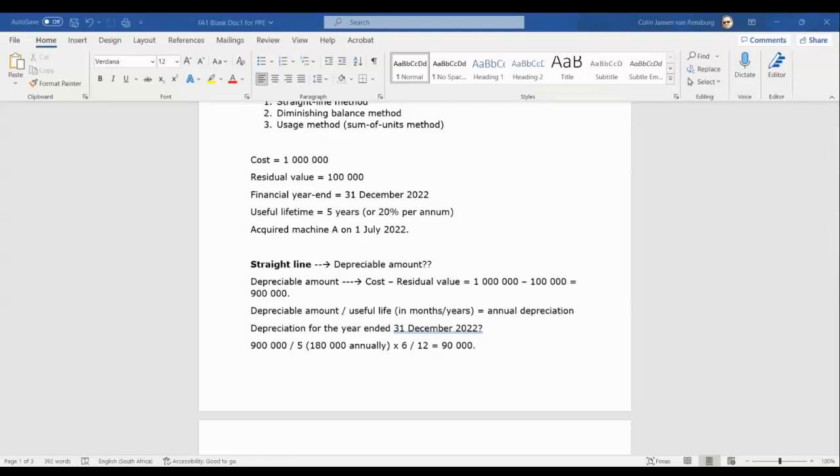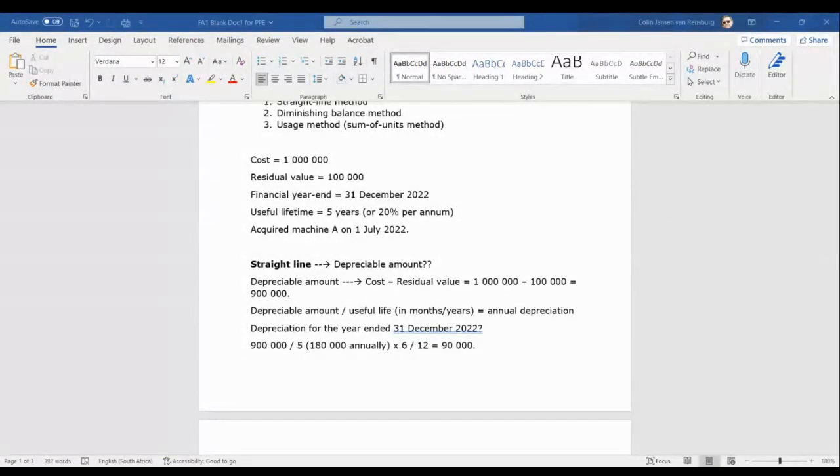Same principle, ladies and gentlemen. You take 100 and you divide it by the number of years, which in this case is 3. What do you get? 33 and a third percent, right? 33. Thank you, Sisanda. Exactly. 33 and a third percent.